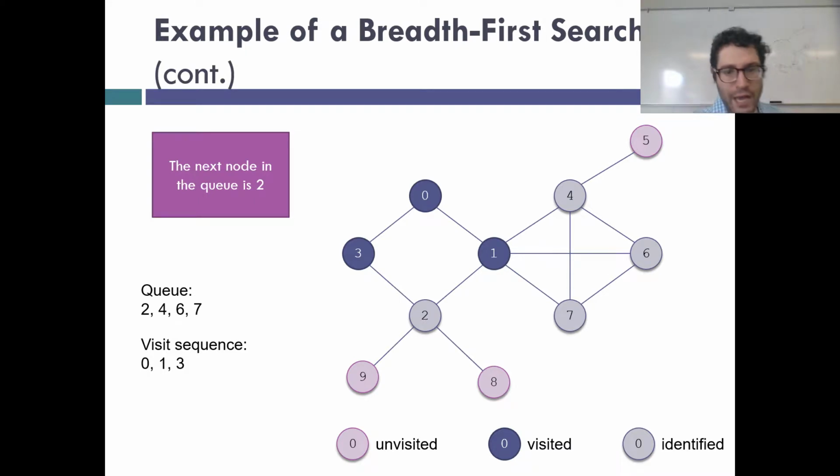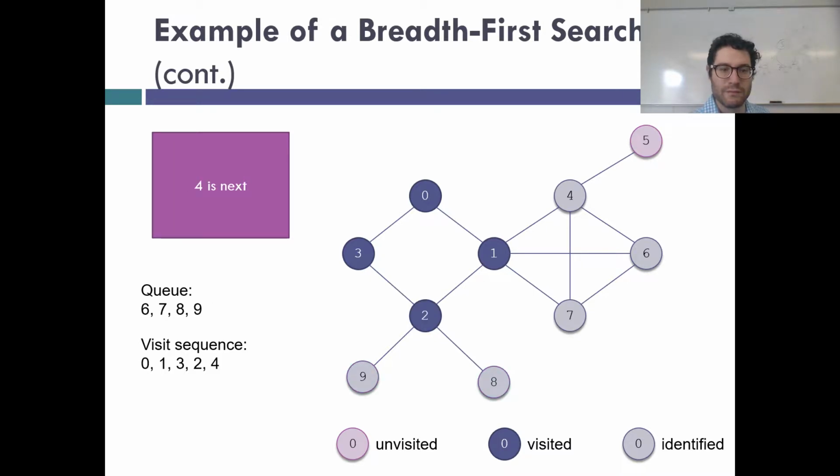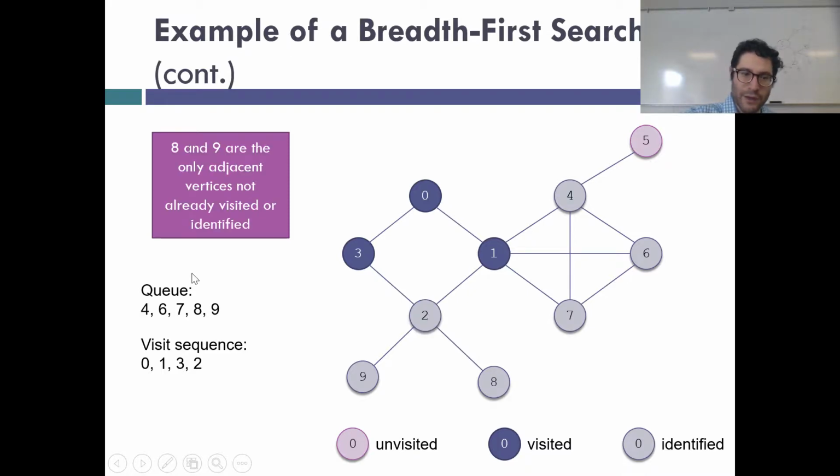Then 2's next. We look at 2's neighbors. 1 we've already seen, so we don't bother adding it to the queue. 3 we've already seen, so we don't add it either. But we haven't seen 8 and 9, so we add them to the queue. Next is 6, not 8 and 9. But notice what happened. We looked at all of 0, then we looked at 1 and 3 because they were his neighbors. Now we're looking at 2. Well, now 4 is next, not 6. I jumped the gun there. 4 is next.